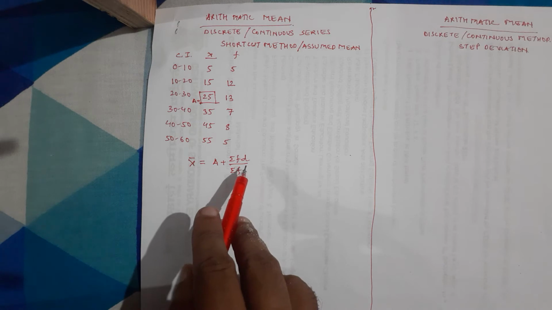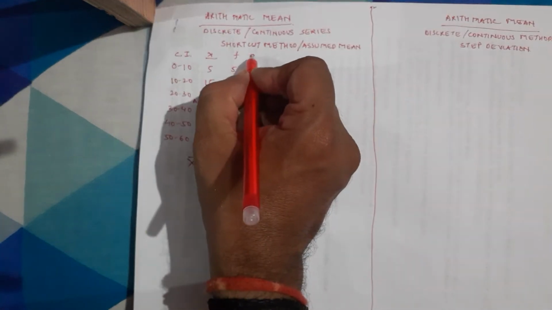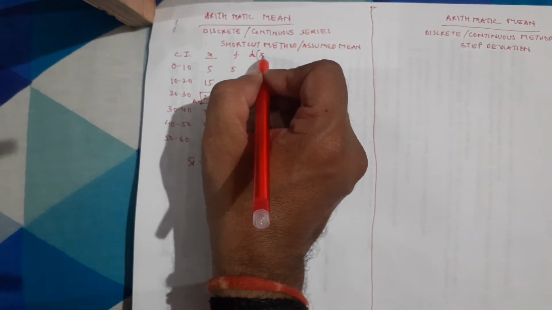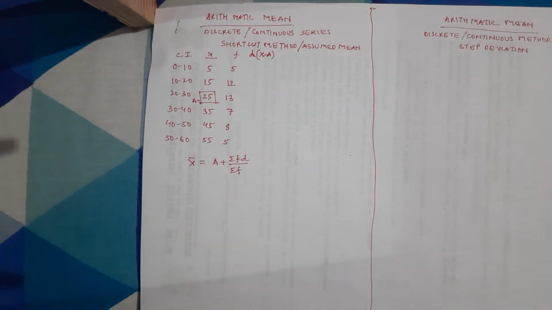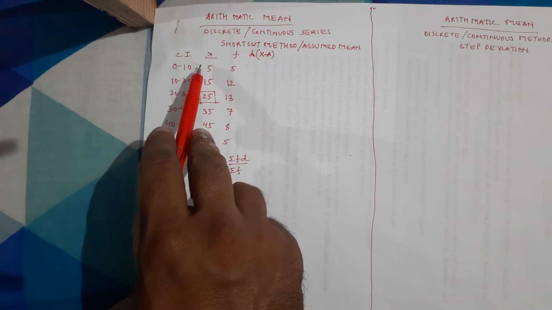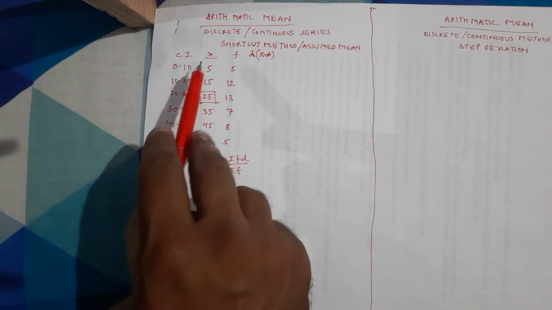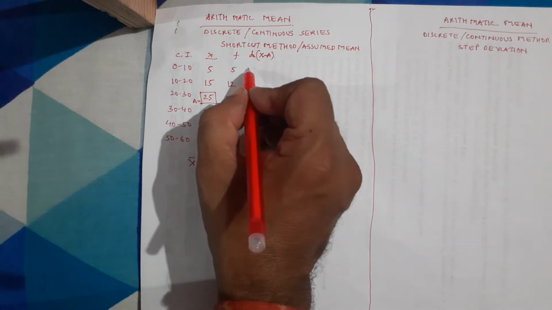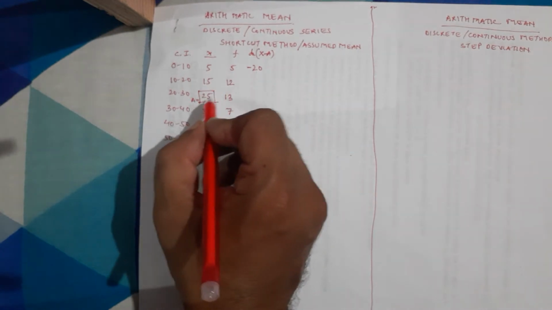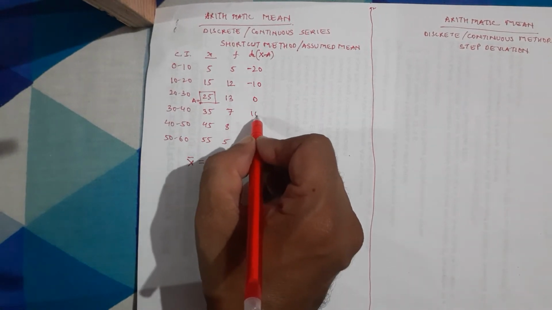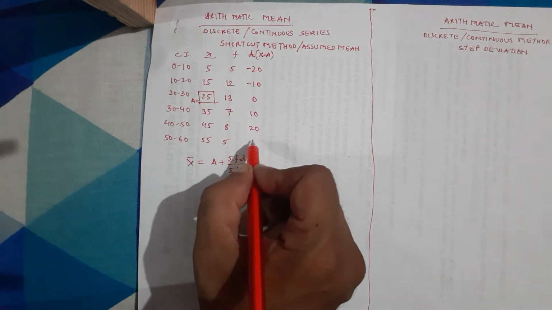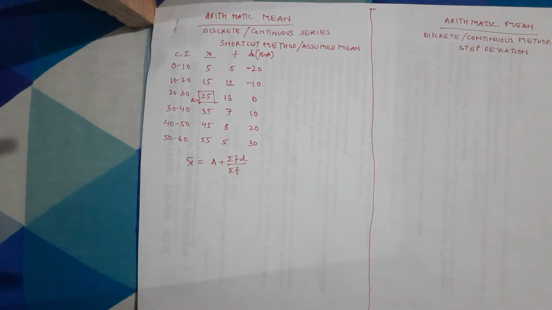Now we will find d. How will d be calculated? x minus a. This is our d. So our first x is 5. 5 minus a, a is 25. So 5 minus 25 is minus 20. 15 minus 25 is minus 10. Then 0, 10, 20, 30. I hope it is clear to you.